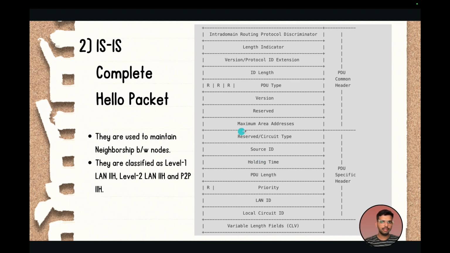The purpose of this hello packet is to maintain and build the neighborship between the nodes. And there are several hello packets, such as level 1 LAN IIH, level 2 LAN IIH, and the P2P IIH. So these are the types of hello packets that we can have in IS-IS. And how they specify the type of hello packet, let's see in the next slide.